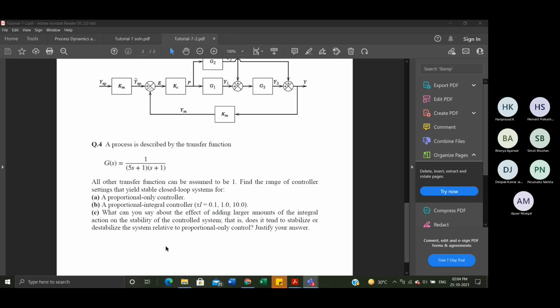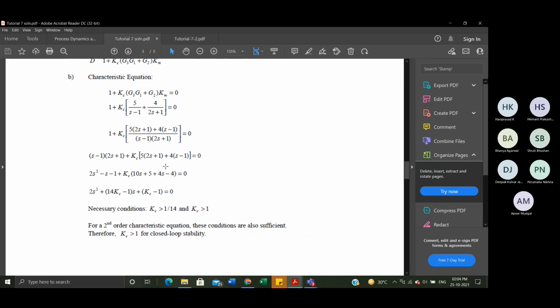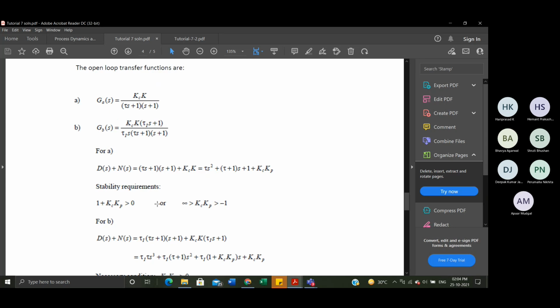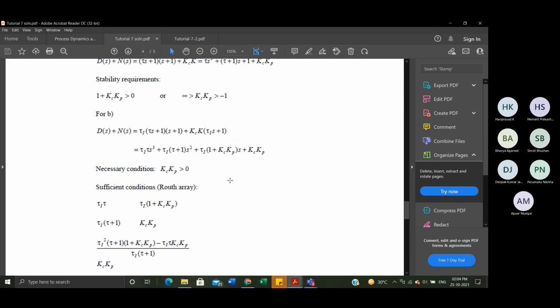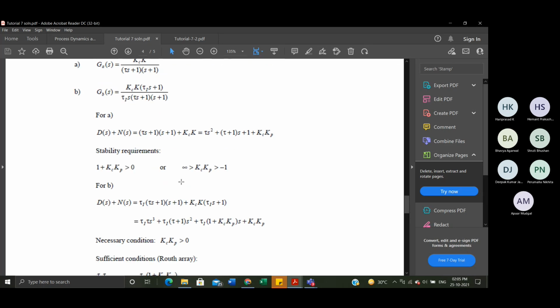To solve this, just write what are the transfer functions for both of these. Then try to apply the characteristic equation, and try to apply the stability requirements we have already discussed. What may be the stability requirements here, and try to find a reason why, what effect our integral controller has on the total system by comparing both the stability criteria, or the stability requirements we get after these conditions are applied.